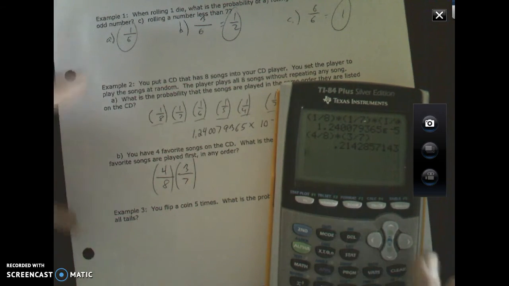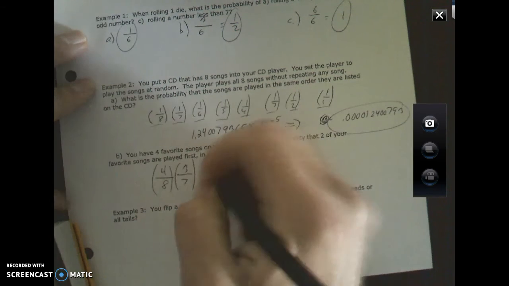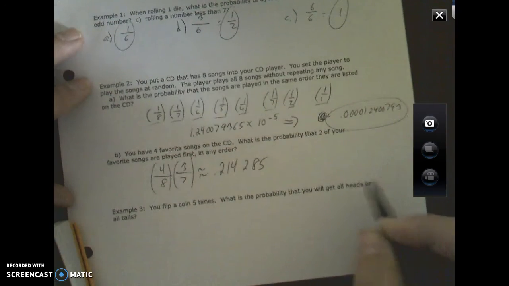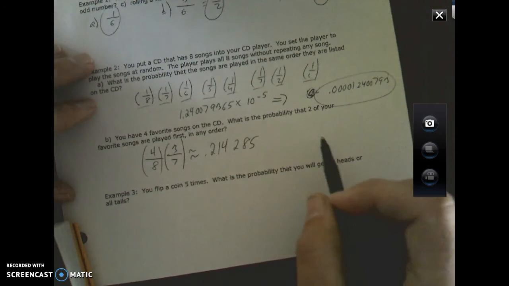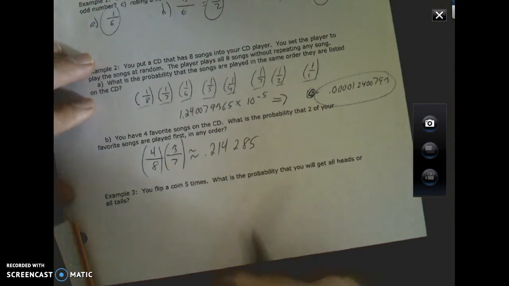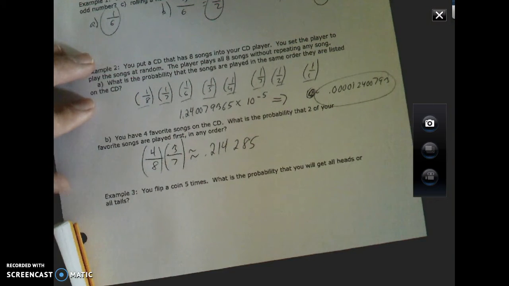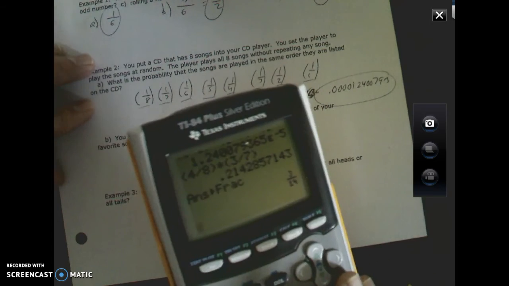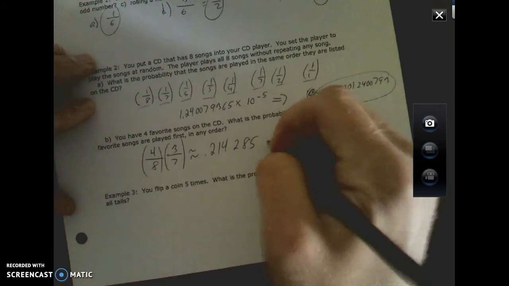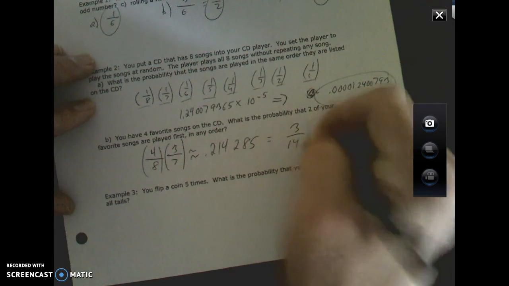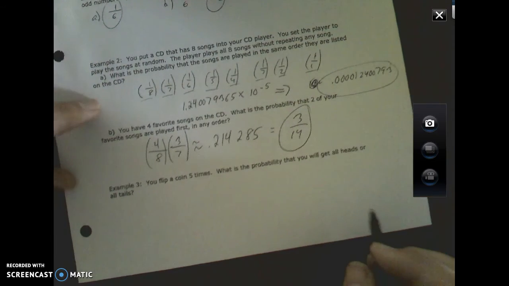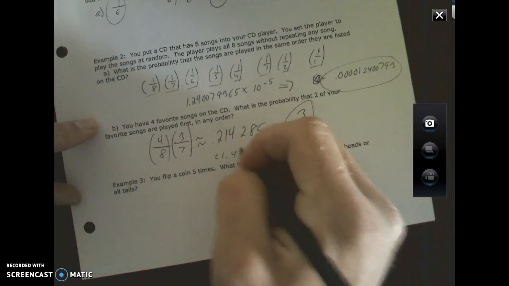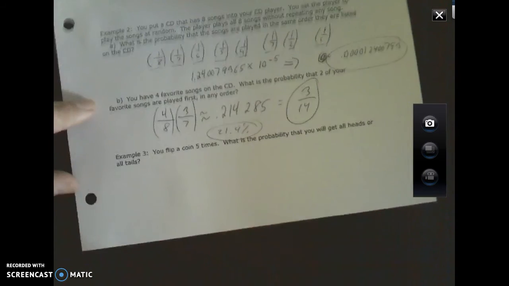Okay, 0.214285. Okay, so basically if you want to know the percent, that's your probability, that's all well and good. And if I would do math fraction enter on the calculator right here, you can't really see, there we go, you would get 3 out of 14. This is also saying if I multiply this by 100, 21.4%, just so you guys are aware of decimals and percents.